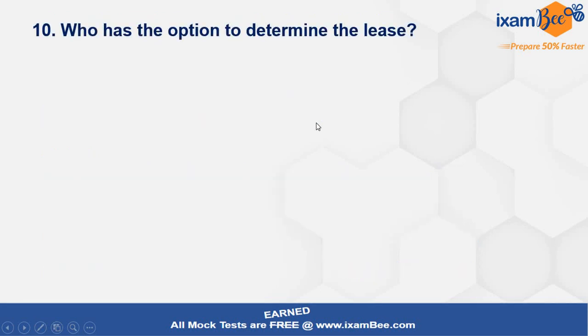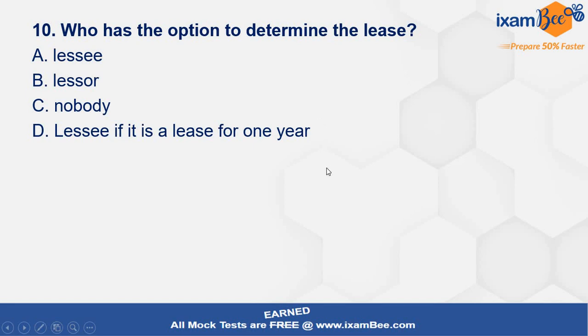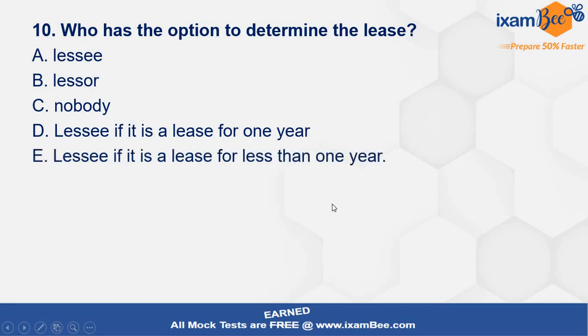So the last question for today's discussion: who has the option to determine the lease? Leasee, leaser, nobody has this option. Leasee if it is a lease for 1 year, leasee if it is a lease for less than 1 year. Now what is determining the lease means? Terminating it. तो ये choice, ये option किसके पास होगा? Very simple question and a very important question.